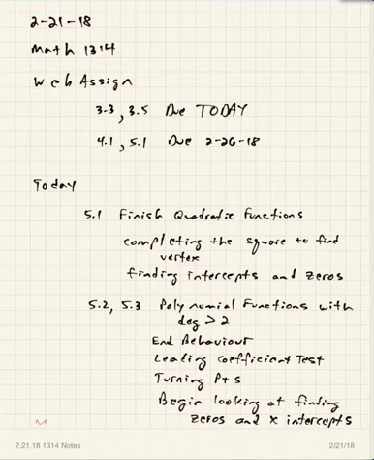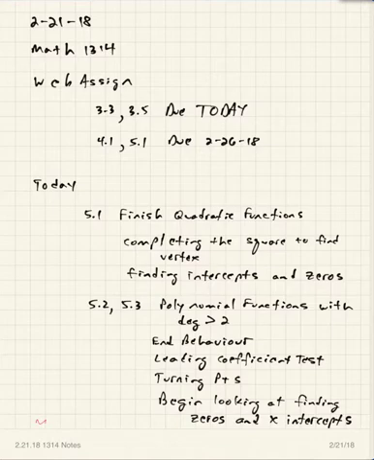All right, so today we're going to finish up our discussion of quadratic functions, talk about completing the square to find the vertex of a quadratic function, and also talk about finding intercepts and zeros, and what a zero is for a quadratic function. And then we will move on into sections 5.2 and 5.3 and start talking about polynomial functions with a degree bigger than 2 and start looking at some key features of polynomial functions, including end behavior, the leading coefficient test, turning points, and zeros and x-intercepts.